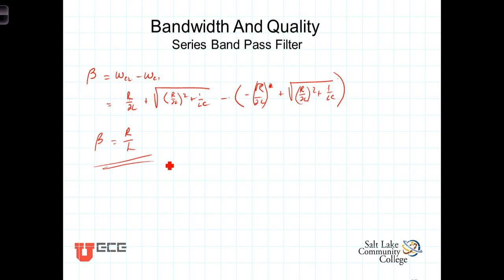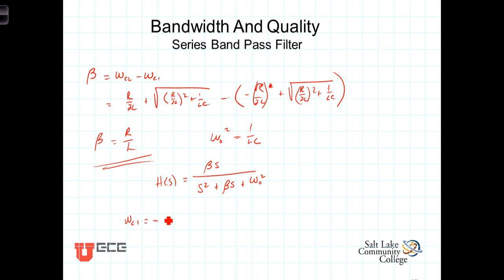With this, and with omega naught squared equaling 1 over LC, we can now write the transfer function H of s in terms of beta and the resonant frequency. So it turns out that H of s is equal to beta s over s squared plus beta s plus omega naught squared.